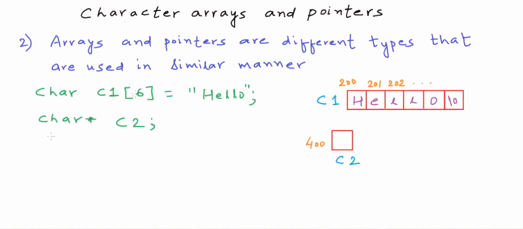Now what we can do is we can write a statement like this: C2 is equal to C1. Even though C1 is a variable name for a character array, and C2 is a variable which is a pointer to character, this particular expression is valid. Just using the name of the array actually returns the address of the first element in the array. So what this statement will do is it will fill in the address 200 in C2. So C2 now points to the first element in the array.